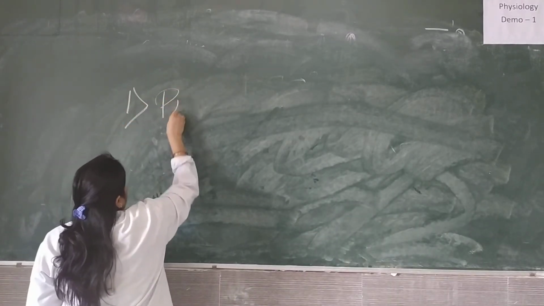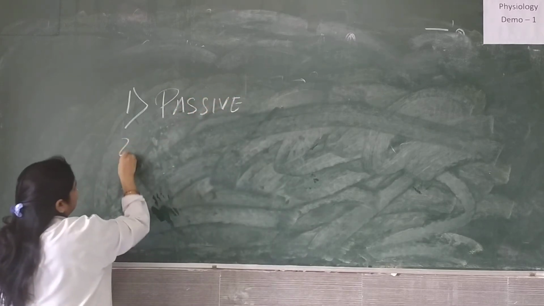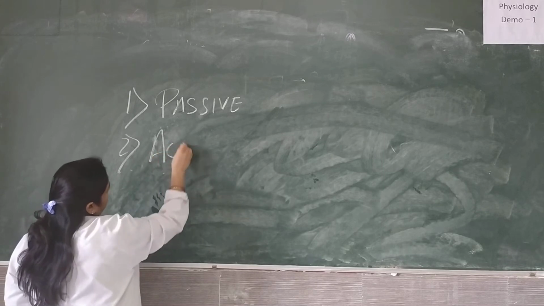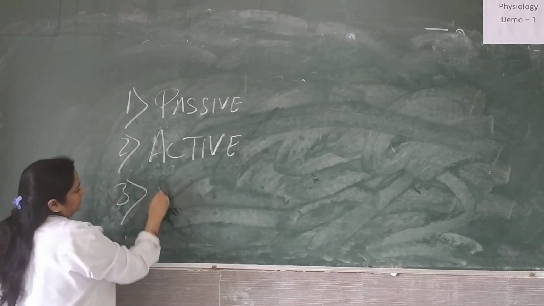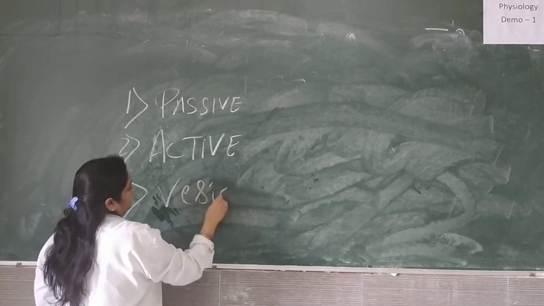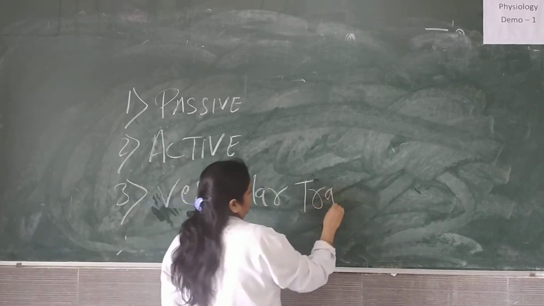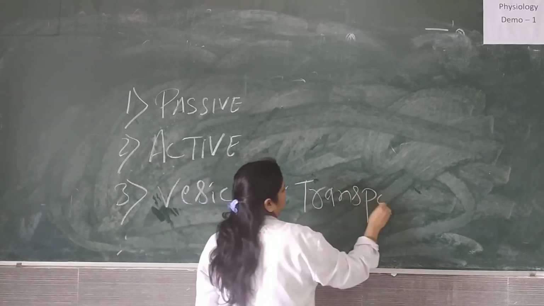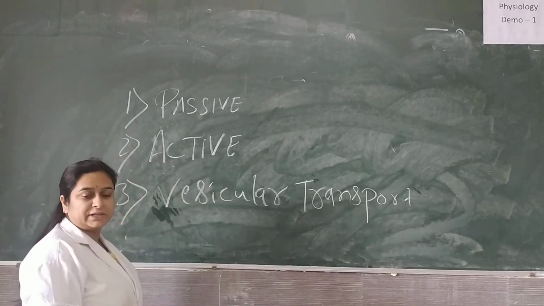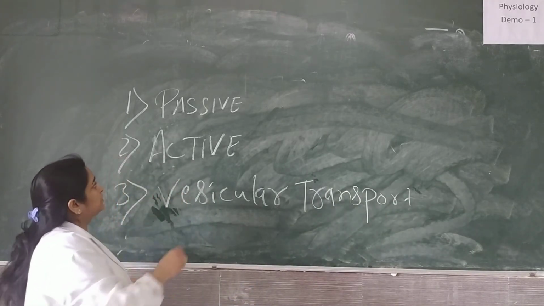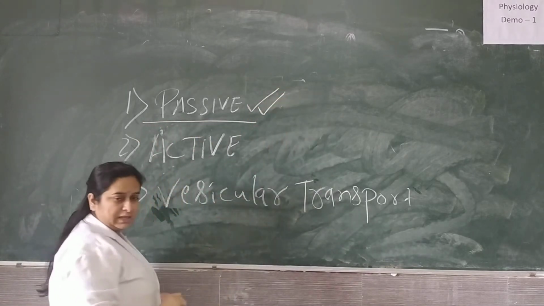One is passive transport. Second, active transport, and vesicular transport. So passive transport, active transport and vesicular transport. Today I will be discussing passive transport.